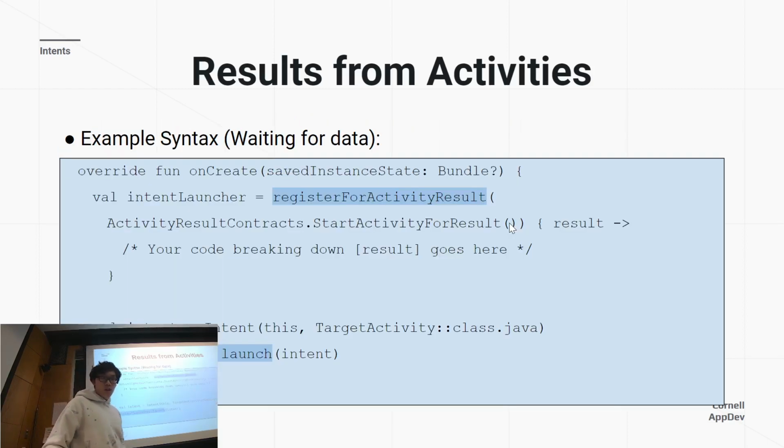So let's go over exactly the syntax for how it actually works. Here in your onCreate, you create this contract. You don't have to actually remember how to do this. We give you the syntax, you just have to copy it. The contract says, once I get my result, here's what I will do with it, after the other activity returns the information that I am requesting.